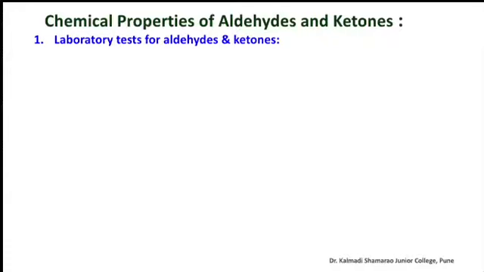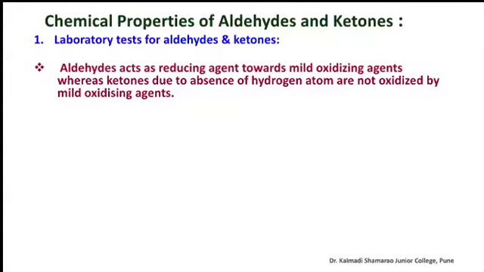First, let's discuss the laboratory test for aldehydes and ketones. Aldehydes are easily oxidized to carboxylic acid containing the same number of carbon atoms. This is so because of the presence of hydrogen atom on the carbonyl group, which can be easily converted into OH group without cleavage of any other bond. Hence, aldehydes are not only oxidized by strong oxidizing agents like HNO3, KMnO4, etc., but also oxidized by mild oxidizing agents like bromine water, Ag+ ion, Cu2+ ion, etc.